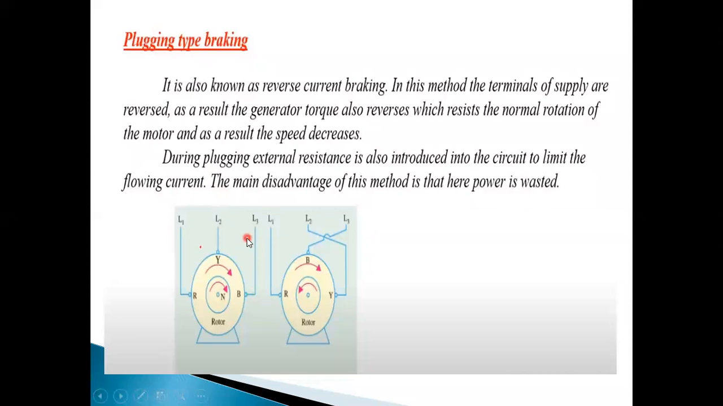By interchanging any two terminals, here L2 and L3, for example, change it like this. The phase sequence is called R B Y. Like this, the phase sequence changes, then the rotation of the rotor changes. That means by changing the phase sequence, the speed of the rotor decreases. The rotor rotates based on the rotating magnetic field only.